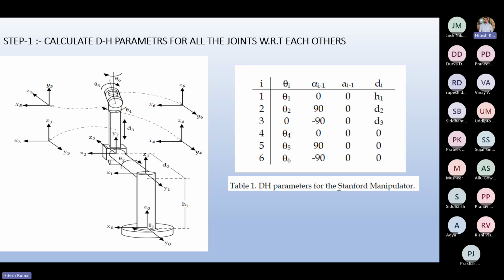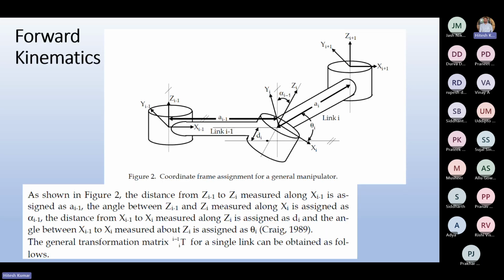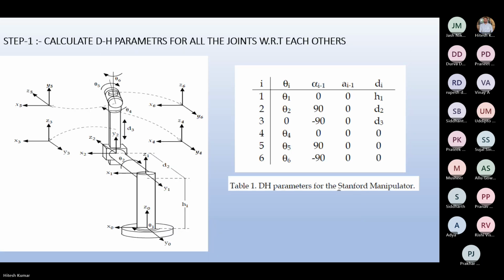First is 0 with respect to the base. We'll take alpha as 0. Then 90 degrees. How did 90 degrees come? See, alpha is the angle between z(i-1) and z(i) measured along x(i). So see, which is its z plane? Its z plane is this one, and z(i) and z(i-1) with respect to x(i). Here I'll have to see this.